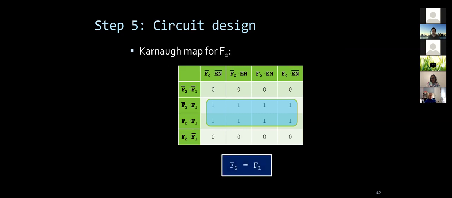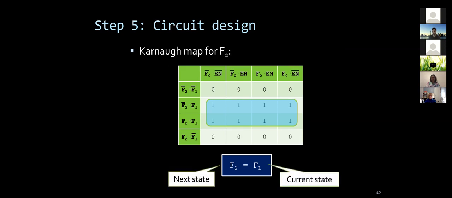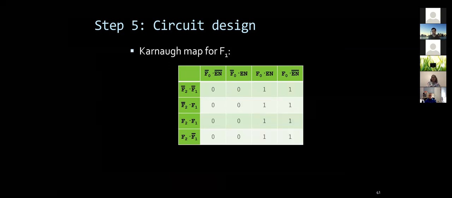Which gives us a very nice equation at the end. F2 equals F1. So this is the design we need to do for the first output. F2 just equals F1. So F2 is the next state, F1 is the current state, right? That's essentially what it transitions.